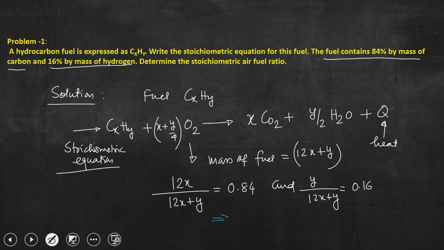So if this is the total mass and the mass of carbon is given in percentage, that is 0.84. From these two expressions we can write 12x by y equal to 0.84 by 0.16, that means y equal to 16x by 7. So that we can write simply. So if we go to the next page, then we can write the equation again.